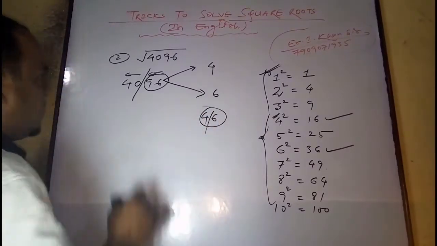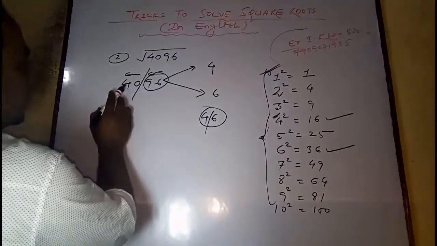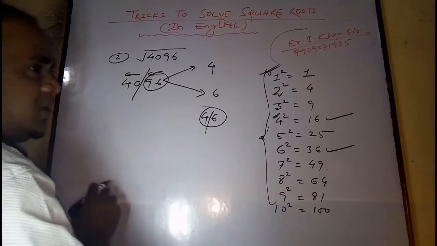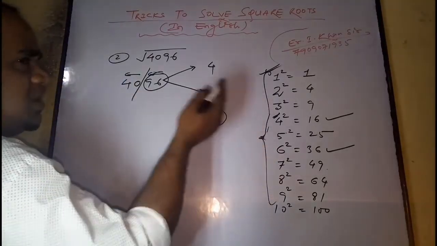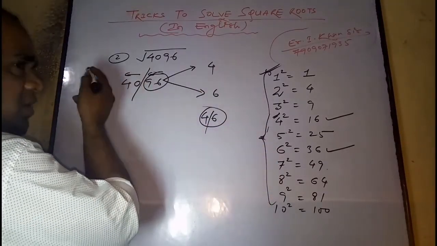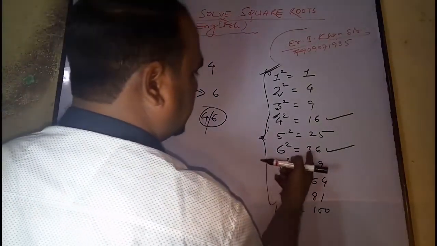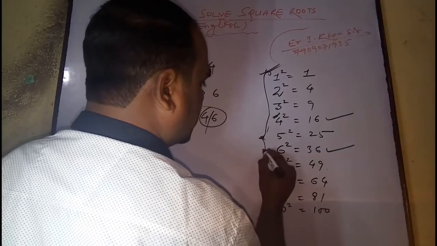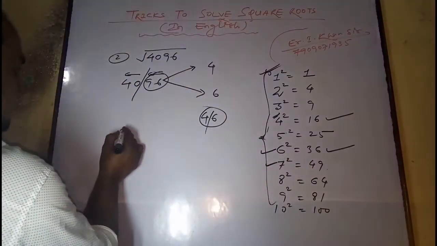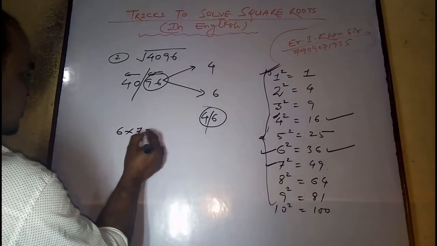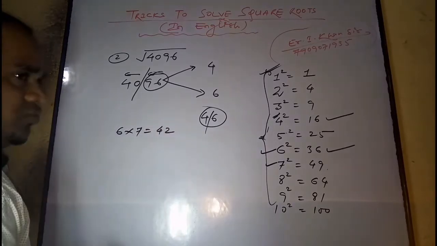Okay. And now we have the number 40, and between which numbers does 40 lie? Then we find 40 lies between the square of 6 and the square of 7. Okay, then you have to multiply 6 and 7 and you get 42.